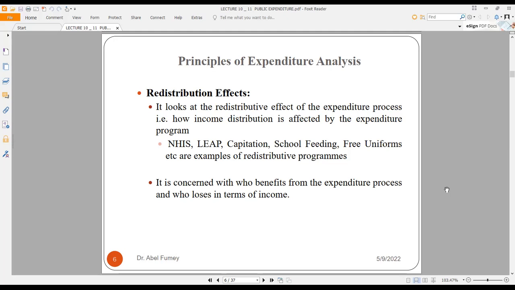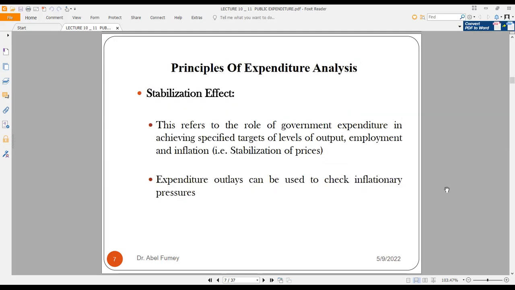Okay, free uniforms and all that. So if we have to pay taxes, they are assuming that we are taking the taxes from the rich and then giving it to the poor. So if you take this example, it means that the rich are losing in terms of money and the poor are gaining in terms of money. So that is the redistribution effect, the effect on income distribution of any government expenditure.